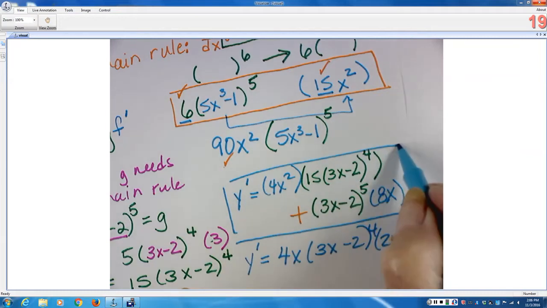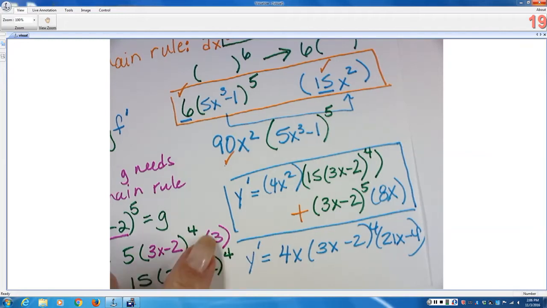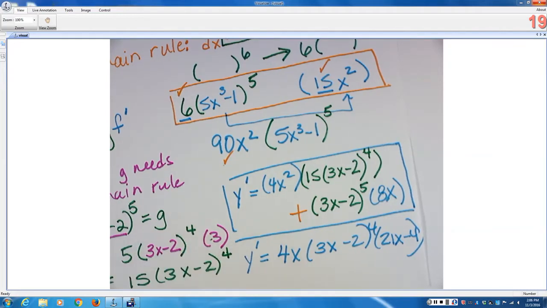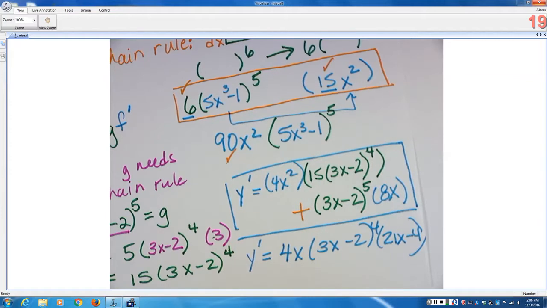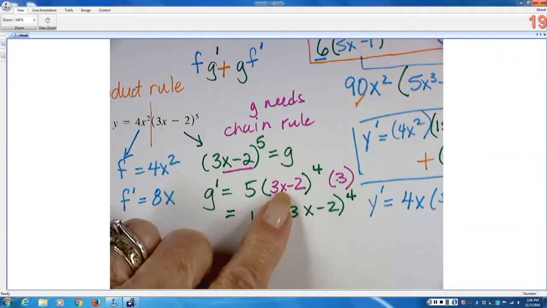Because there's like 6 steps in between this and this, and it's all algebra. So stop with the first step. Okay? That comes from the derivative of the inside of the function. Remember, this is chain rule.